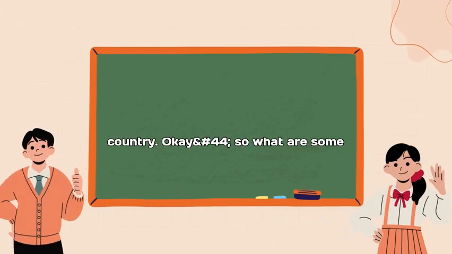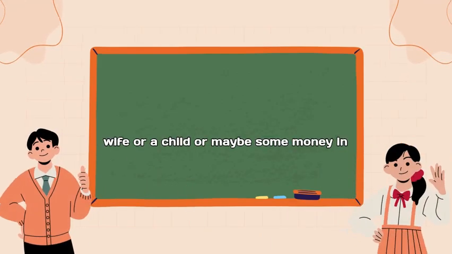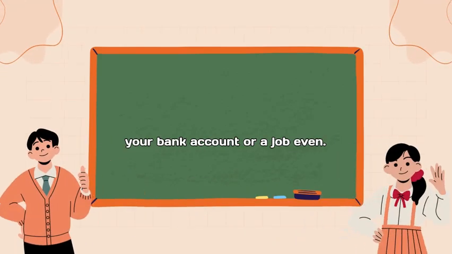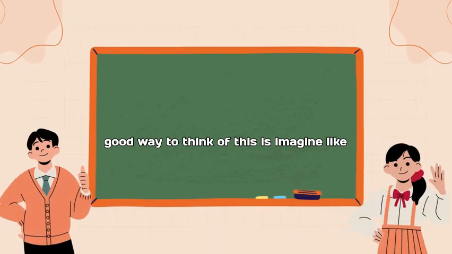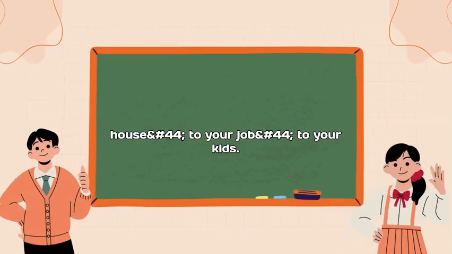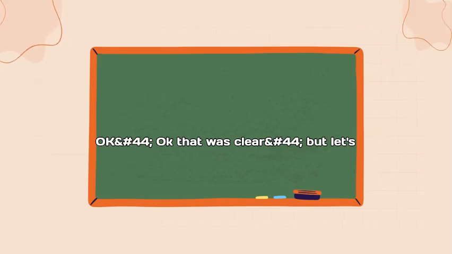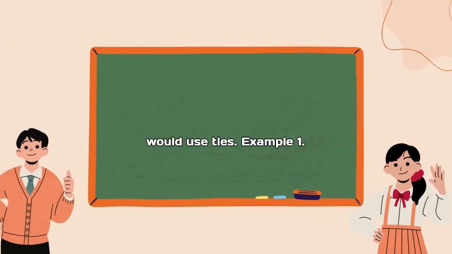Okay, so what are some examples of ties? Like maybe a house or a wife or a child or maybe some money in your bank account. Or a job even. Okay, perfect. A good way to think of this is imagine a rope that's attached to you and tying you to your country, to your house, to your job, to your kids. Okay, so you can't run away. Exactly. Okay, that was clear, but let's listen to some more examples of how we would use ties.